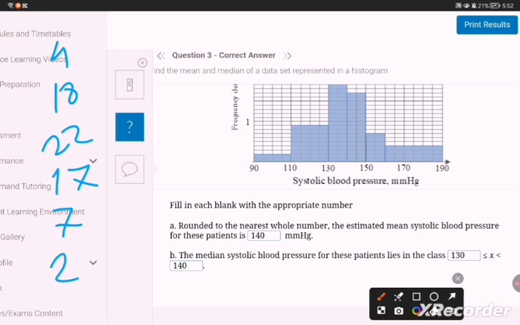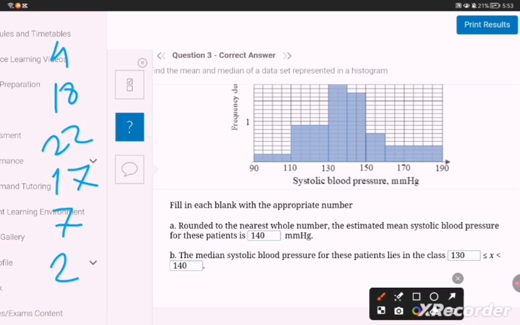To find the median, all you have to do is take your total frequency, add 1, and divide it by 2. So 80 plus 1 over 2 gives you a value of 40.5. Now that is not your median. That is the term where you're going to find your median. So your median is going to be in the 40.5th term.